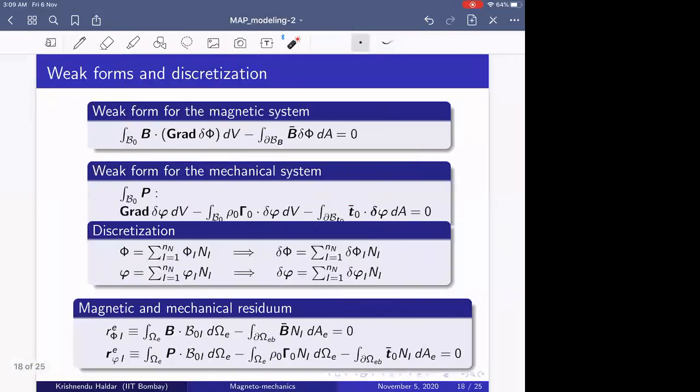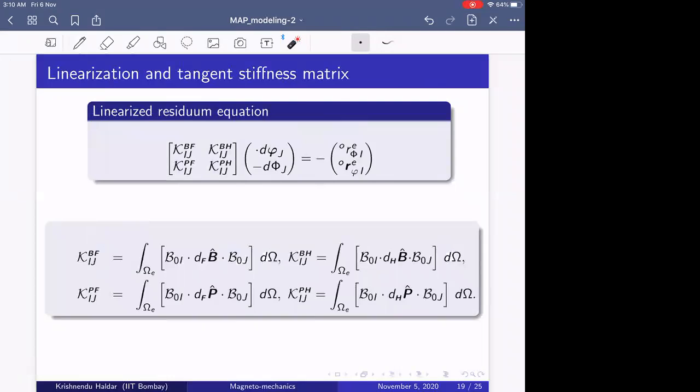So I can probably skip this very quickly. From the strong form, you just multiply with the test function and do integration by parts, standard procedures. You get your weak form for the magnetic system and weak form for the mechanical system. You discretize your system, and then you get your elemental residuals for the magnetic as well as the mechanical cases. Then you linearize the system, and directly you will get all your coupled elemental stiffness matrices.